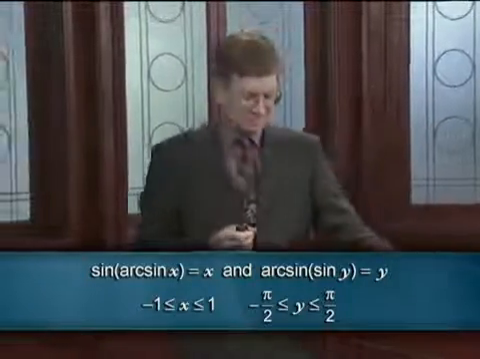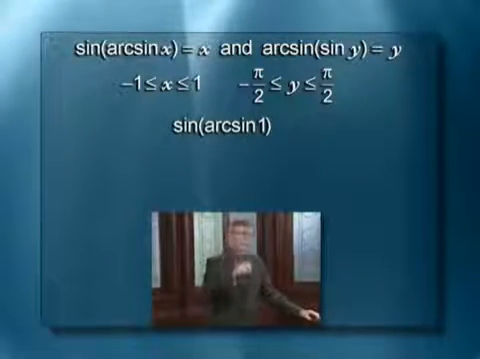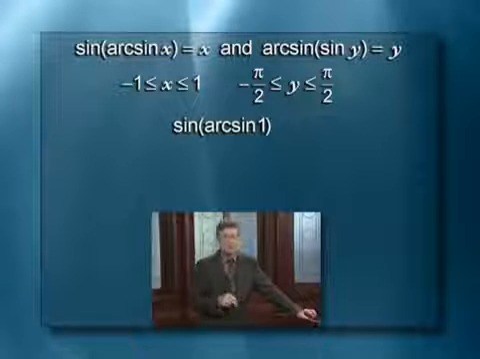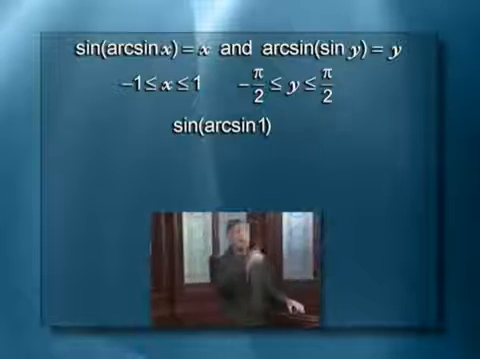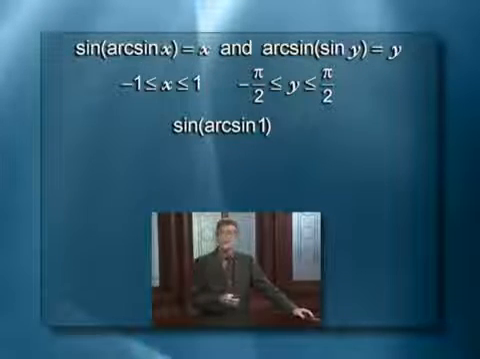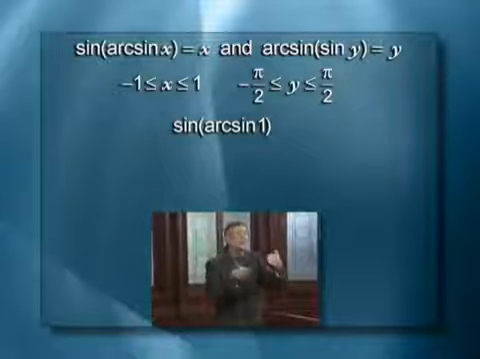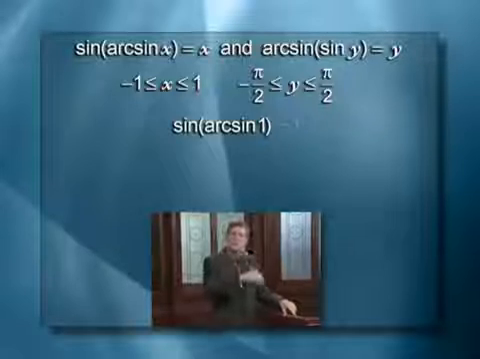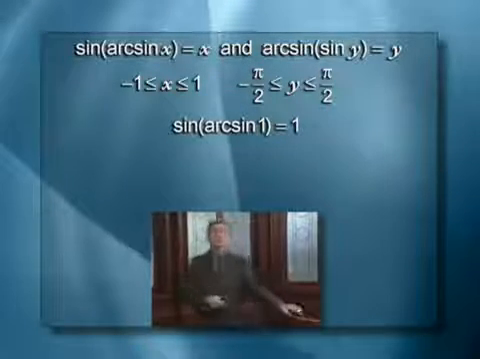For instance, what is sine of arc sine of 1? Well, this is a composition of two functions. First you do arcsine, and then you do sine. And 1 is in the proper place, isn't it? It's between minus 1 and 1. So the two functions cancel each other. You don't have to do any work. Sine of arcsine of 1 is just 1. The composition comes back to where you started from.